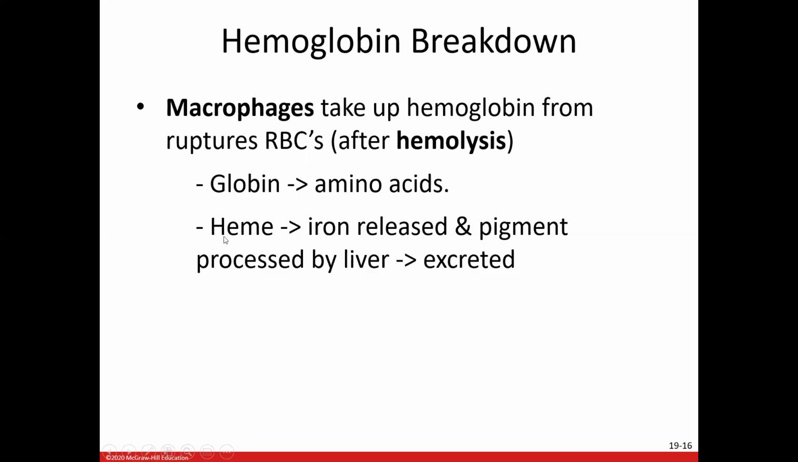And then your heme, that red pigment, what's going to happen is the iron molecule bound to it is going to be released. And that pigment, what actually makes the red color, is going to be converted to bilirubin before going to the liver. And then the liver is going to process it and ultimately excrete it from the body.